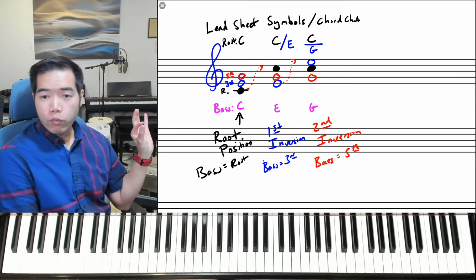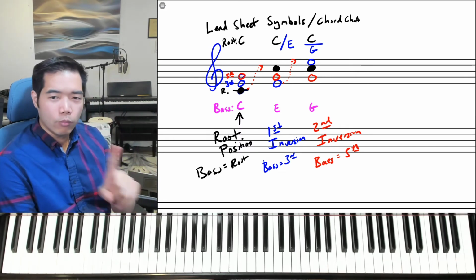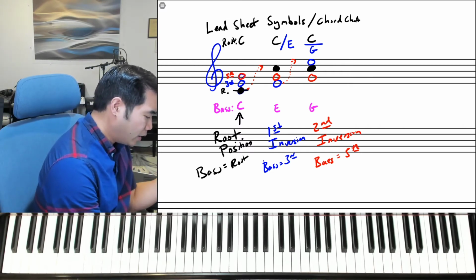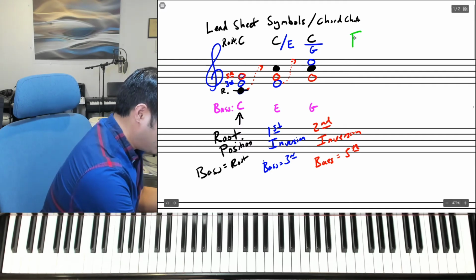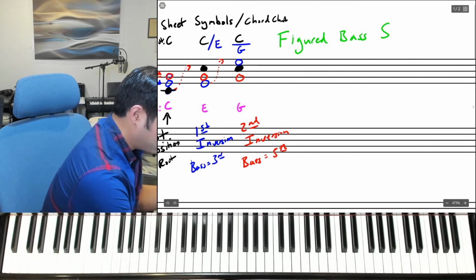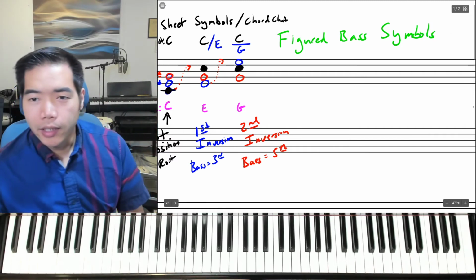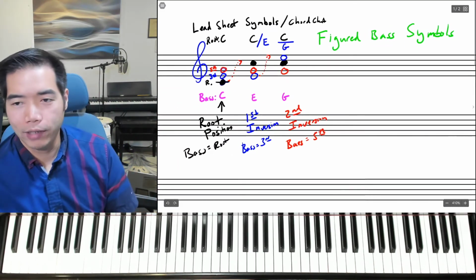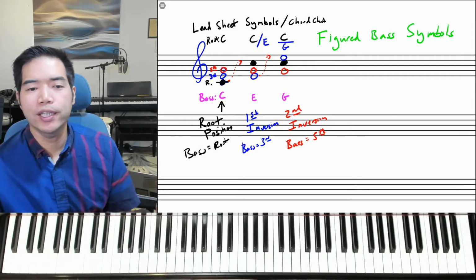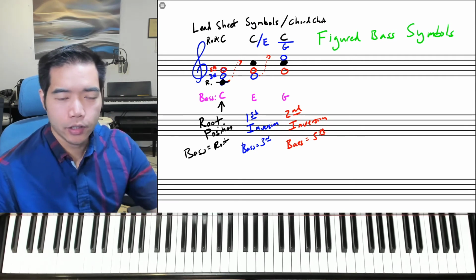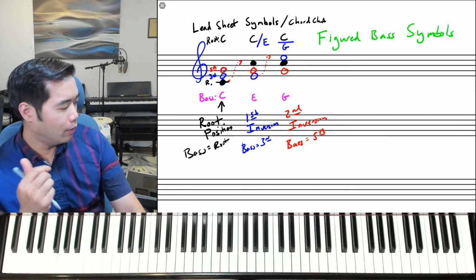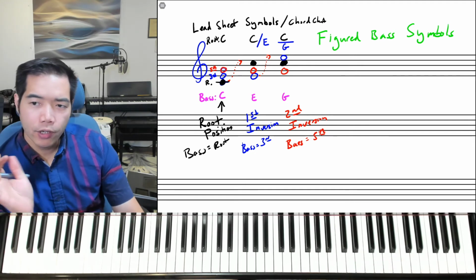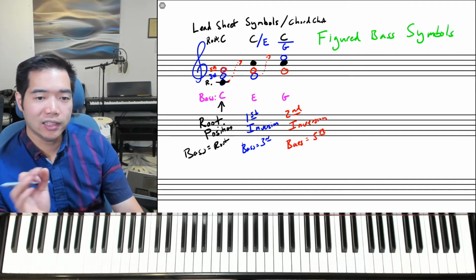All right, so hopefully this is making sense so far, because I'm going to show you one more thing. This is a concept known as figured bass. Figured bass symbols is the very old way of doing this. Lead sheet symbols are pretty new. They were created in the 20th century and are used in pop music, jazz, and rock bands. Figured bass symbols were created all the way back in the 1600s.